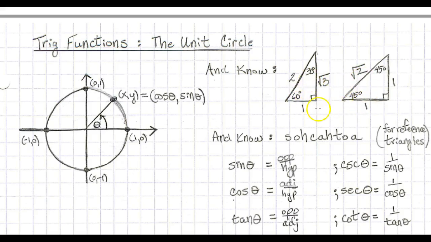The 30-60-90 has the ratio of its sides. If I say the hypotenuse is length 2, then the side opposite 30 would be length 1. The side opposite 60 would be length square root of 3. 30 degrees is also known as pi over 6.